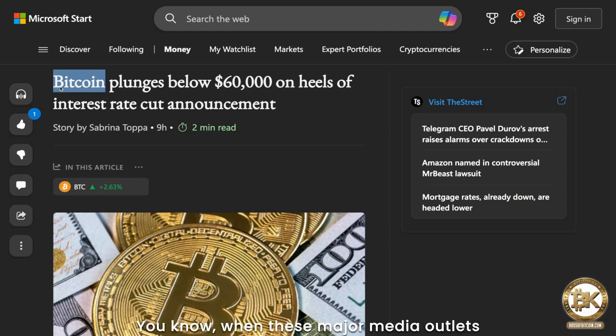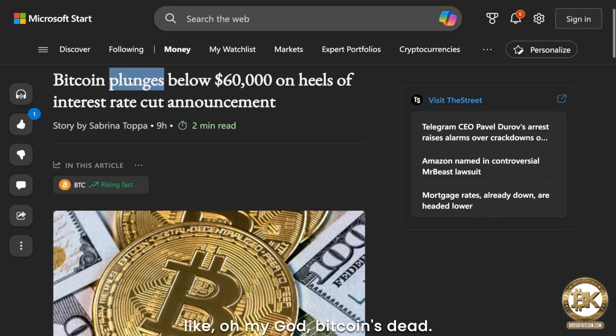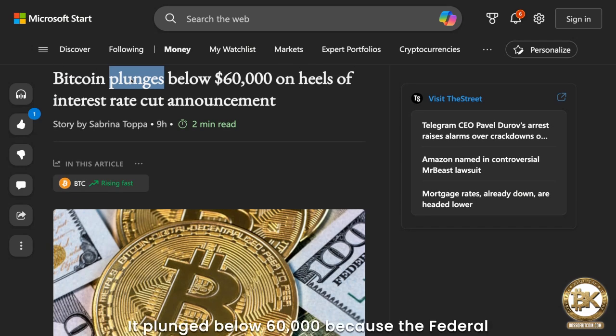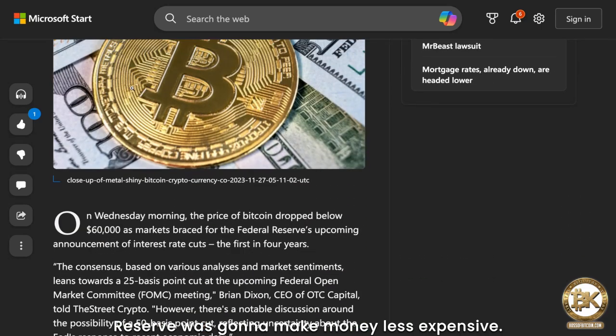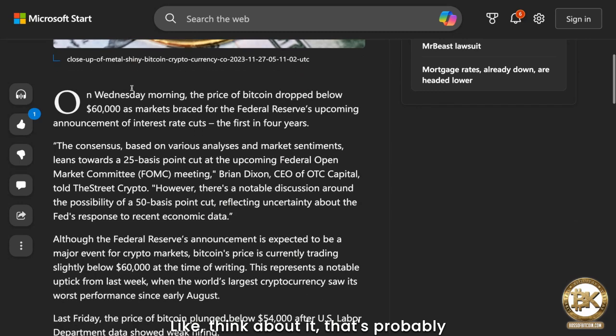These major media outlets are in business. They're in the business of selling clicks. So they have to come up with a catchy title that gets people interested. This one looks like, oh my God, Bitcoin's dead. It plunged below 60,000 because the Federal Reserve was going to make money less expensive. Think about it. That's probably not all the way true.